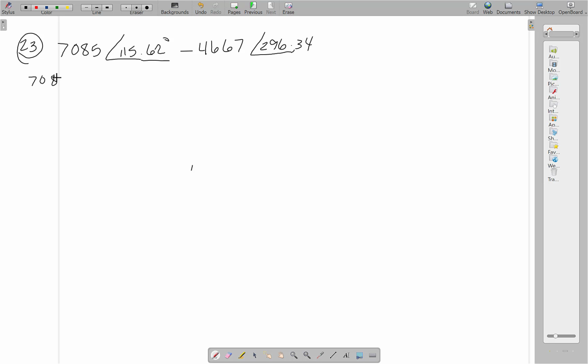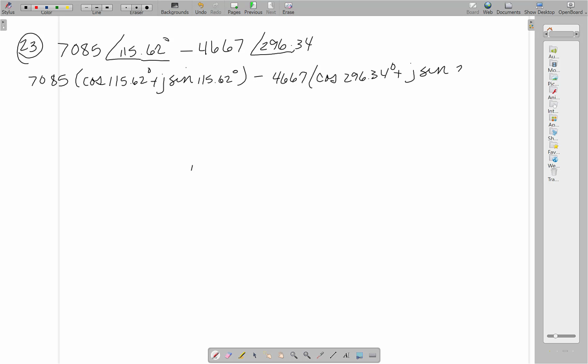So we take 7,085 times the cosine of 115.62 degrees plus j sine of 115.62 degrees. So first I'm writing it out in polar form. 4667 times the cosine of 296.34 degrees plus j sine of 296.34 degrees.